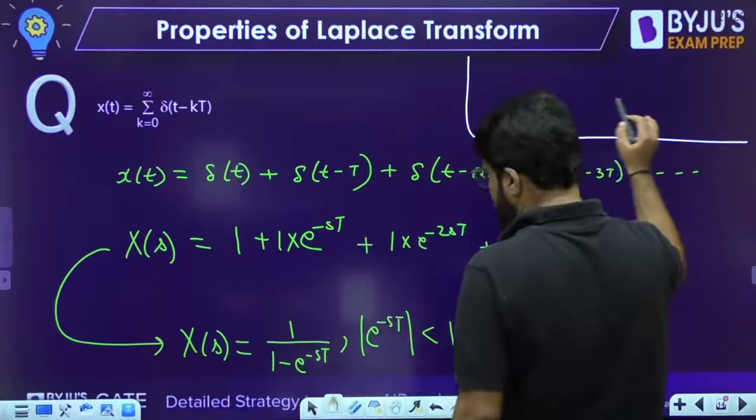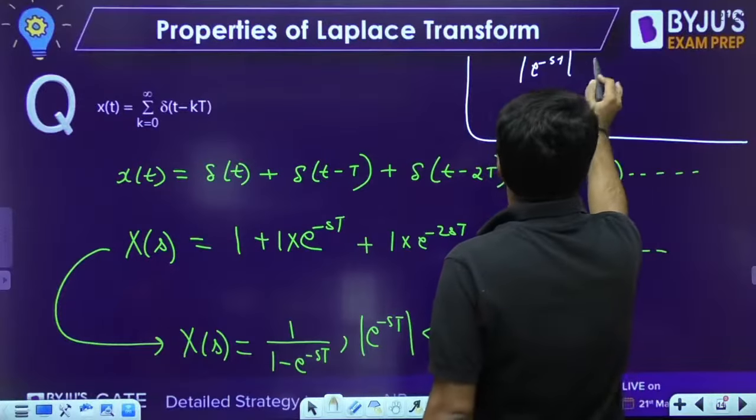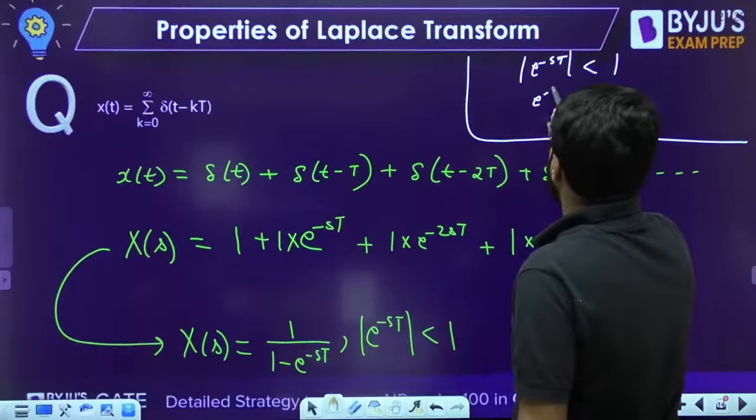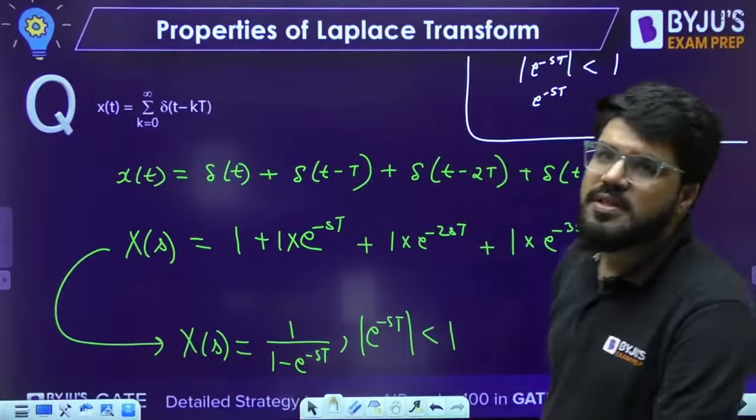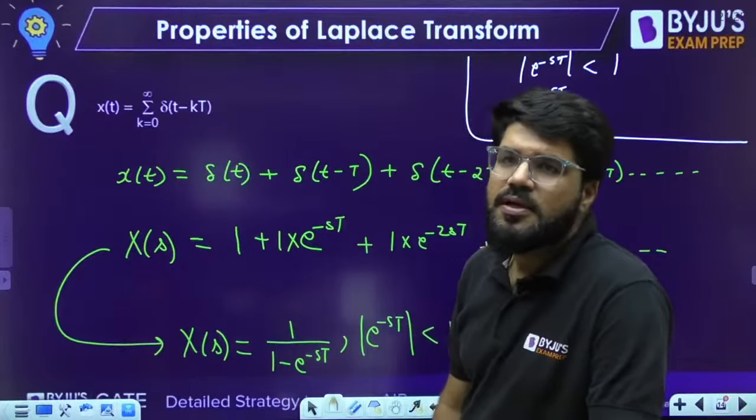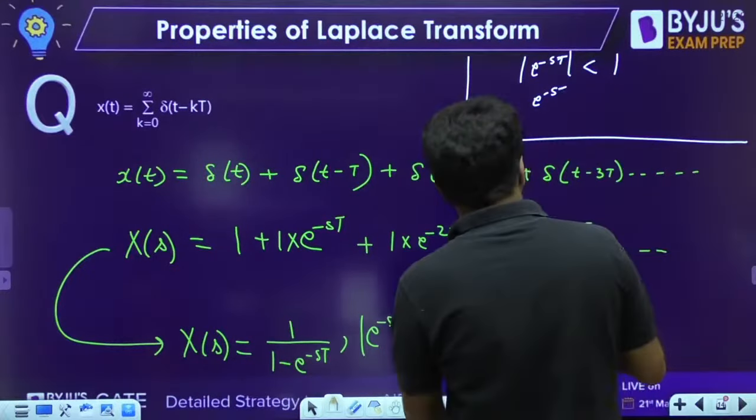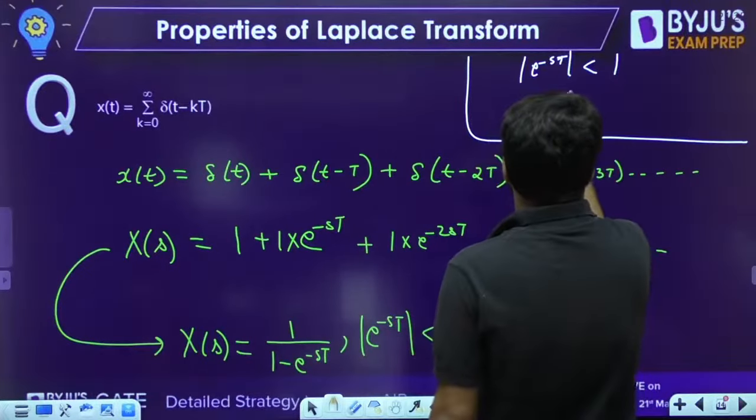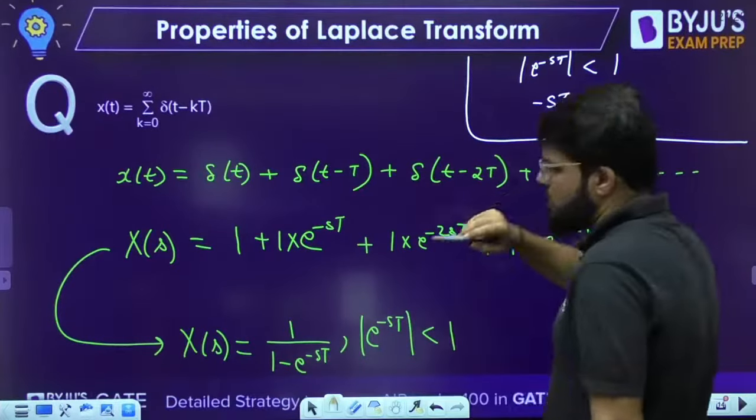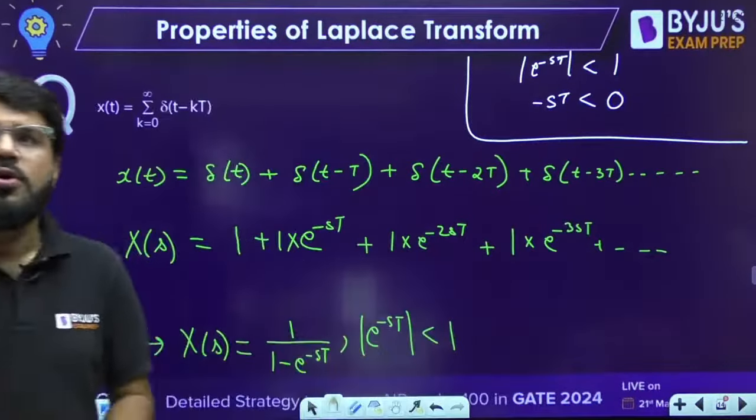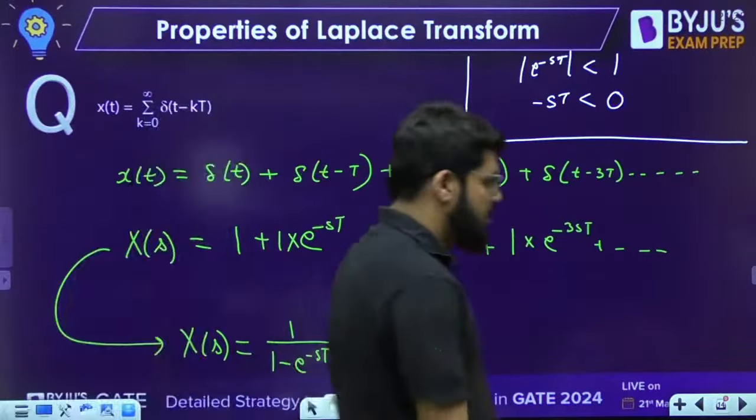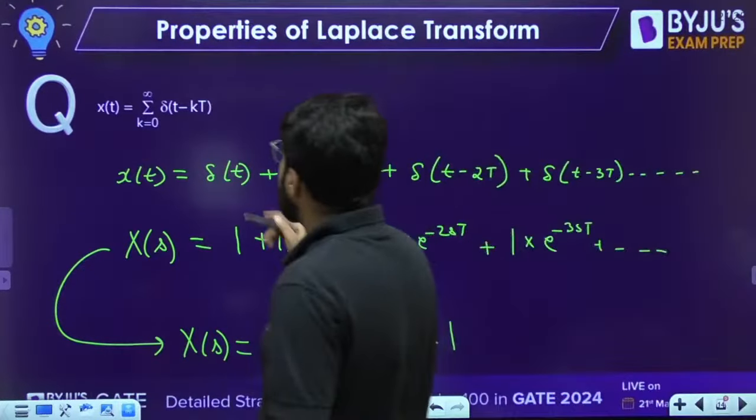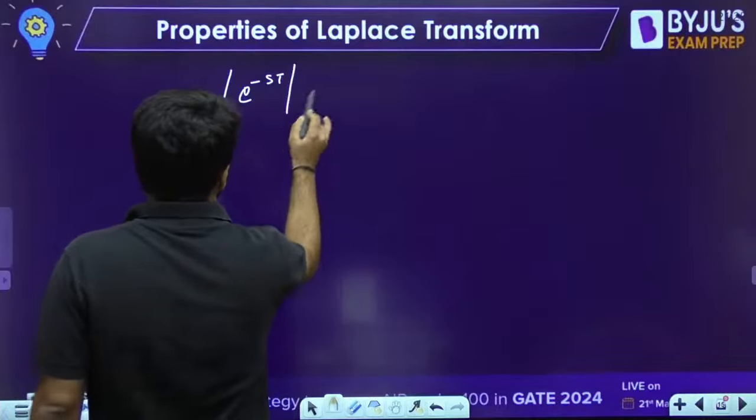So the modulus of e power minus st is less than 1. That means, if I talk in terms of minus st, it should be less than 0. It should be less than log 1 if I take the log. Okay, let's just work out the whole sigma. Let us do it one single time. Let's take a fresh slide here. The modulus of e power minus st should be less than 1.